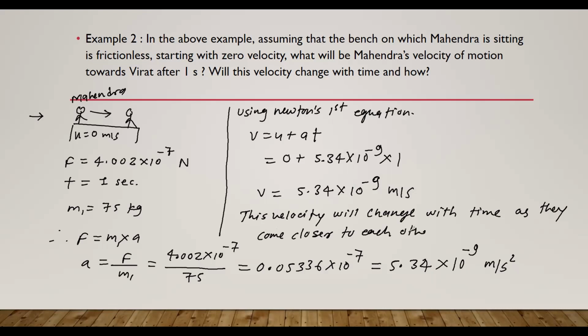As they come closer to each other, the force of attraction will be increased, and as the force of attraction gets increased, their acceleration goes on increasing, and that's why it is getting changed with the time. So you just need to write this velocity will change with time as they come closer to each other, as there is increase in the force of attraction. Also, you can add force will be increased. So that's how you can write your answer. Here is the answer for the second question.